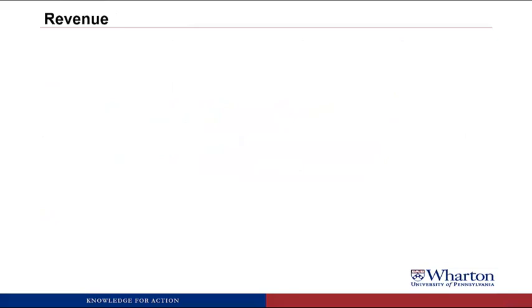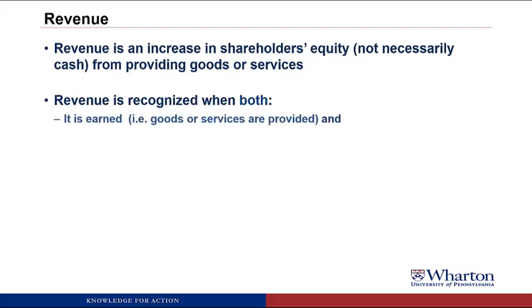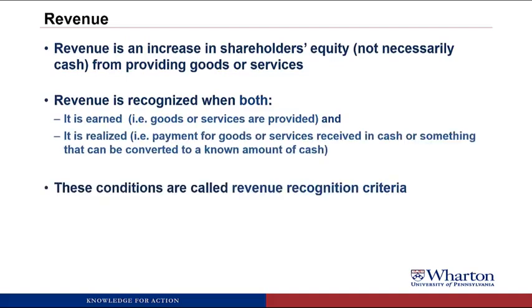So let's look at revenues and expenses in more detail, starting with revenue. Revenue is an increase in shareholders' equity from providing goods or services. There are two criteria that need to be satisfied to recognize revenue. First, it has to be earned, which means goods and services are provided. And it has to be realized, which means that payment for the goods and services is either received in cash or something that can be converted to a known amount of cash. These are called the revenue recognition criteria.